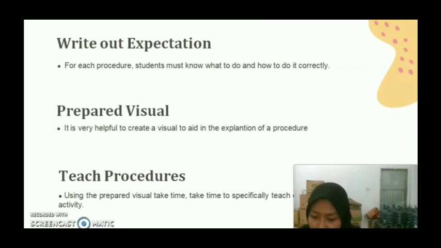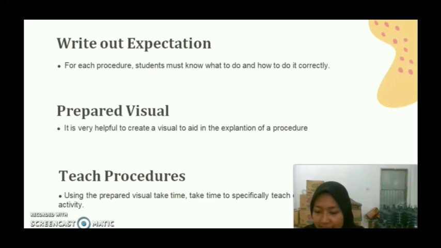Okay, the first is write out expectations. For each procedure, students must know what to do and how to do it correctly. The teacher must explicitly describe each step of the procedure. Some teachers choose an acronym to remind students of the most important elements of the procedure. For example, the teacher could use the acronym BAC to help when writing procedure expectations. The B is for bodies. How should the students be moving? Can they get up from their seat?